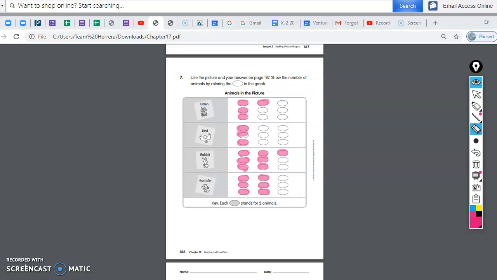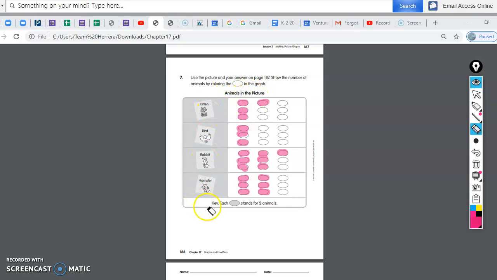So on the previous page, you were to look at the pictures, fill in the tally charts, and see how many animals you have of each. So it says, use the picture and your answer on page 187. Show the number of animals by coloring the oval in the graph. The title is Animals in the Picture.